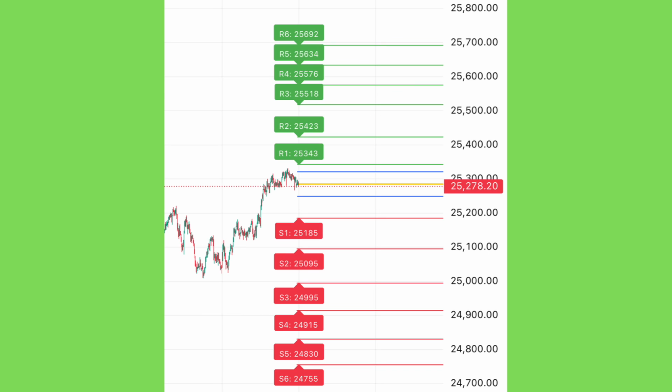Let's break down the complete pre-market setup, key support and resistance levels, and how global cues are shaping today's trading session. Stay with me till the end because we'll also discuss possible intraday zones, and how you can plan your trade smartly for the day.